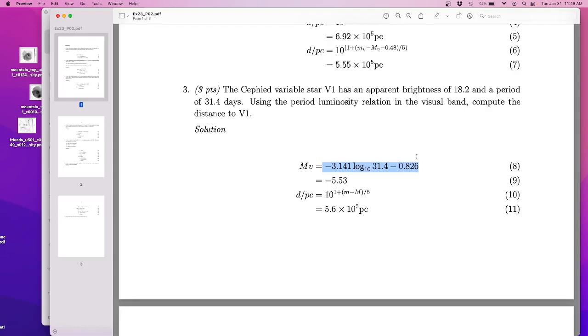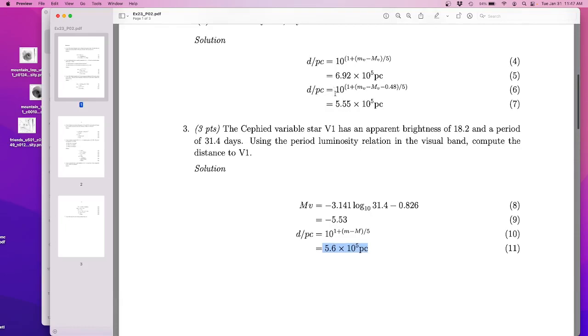Okay, so from this formula, we find that the absolute brightness is minus 5, and then from the distance modulus, we get a distance of 500,000 again. You ought to get a number that's basically exactly this one, because this star is in this galaxy, so you should get the same distance.